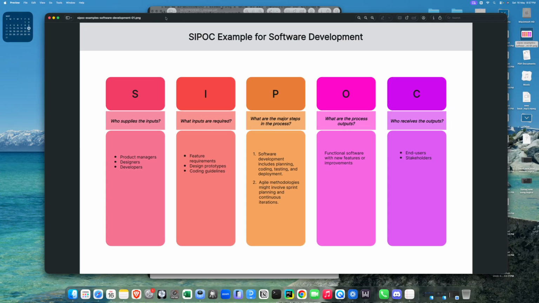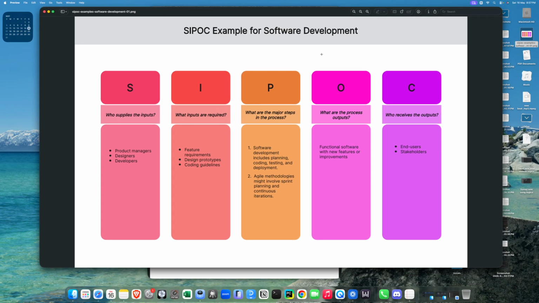Okay. So as you can see in SIPOC, first is supplier. So who is a supplier? Who supplies the input? There are product managers, designers, developers. So this is a SIPOC example for software development. What are the inputs? What inputs are required? Feature requirements, design prototypes, coding guidelines.